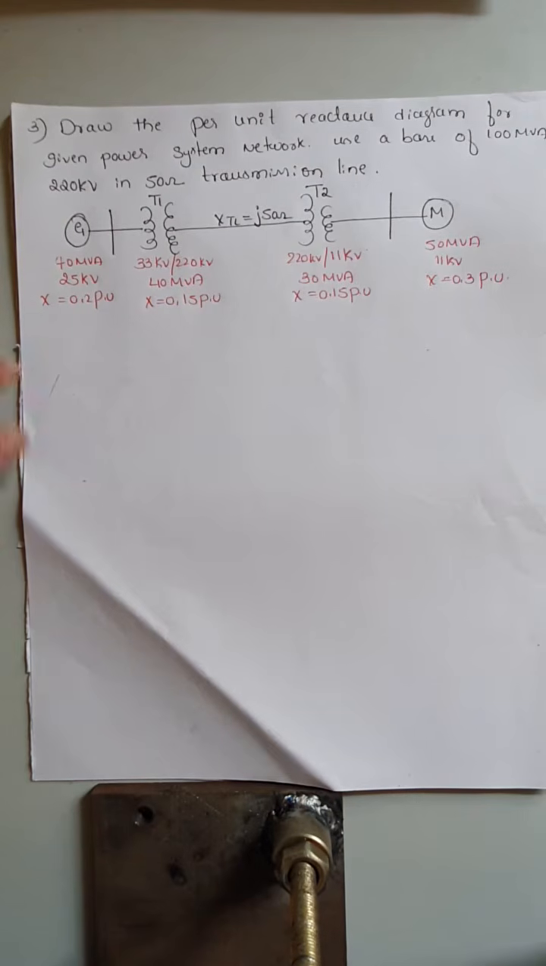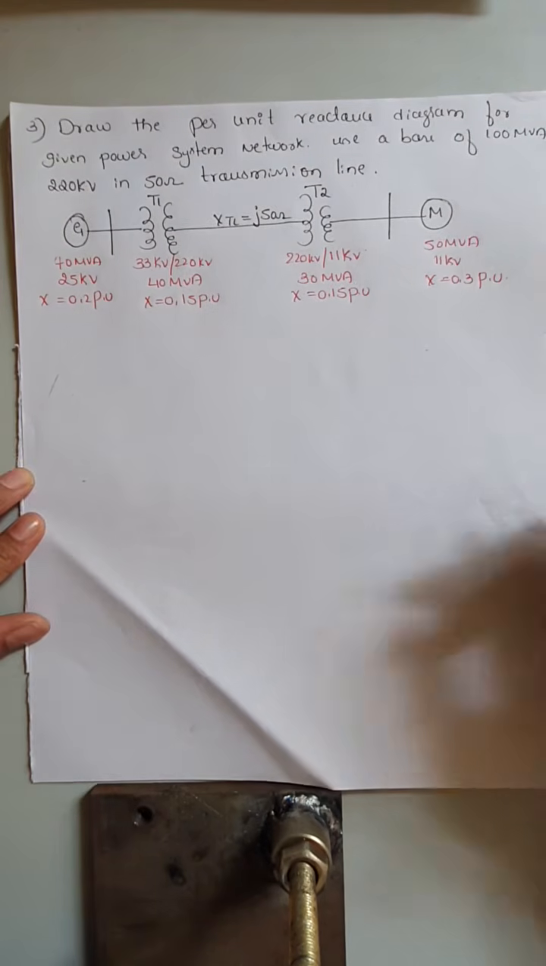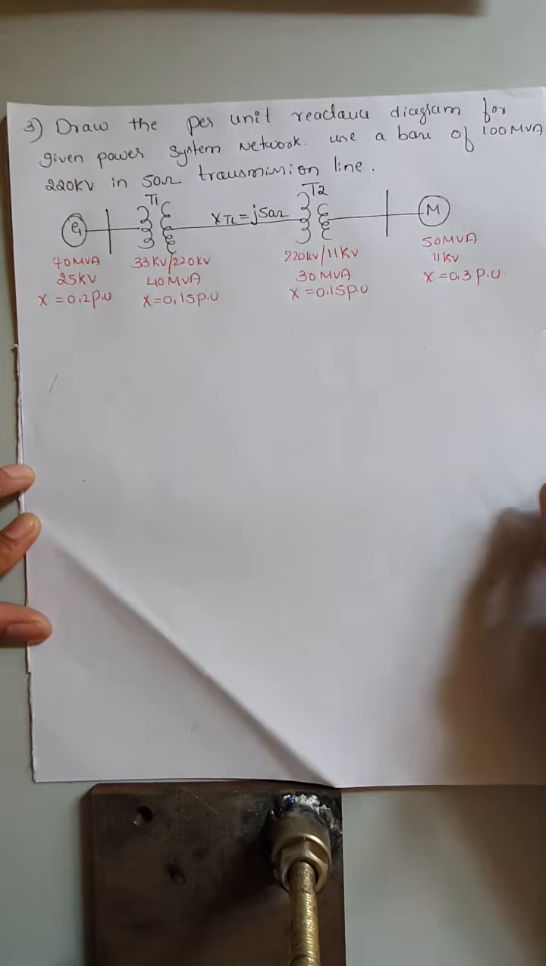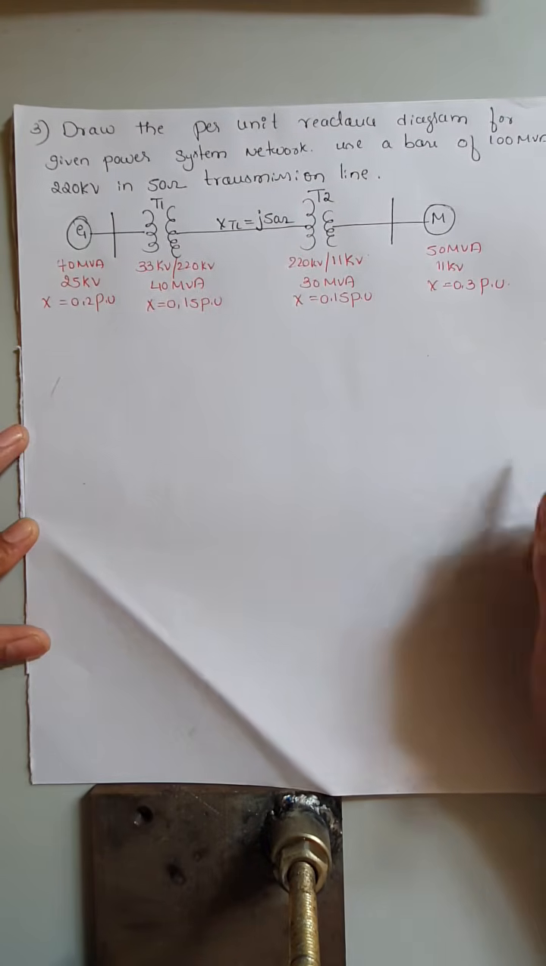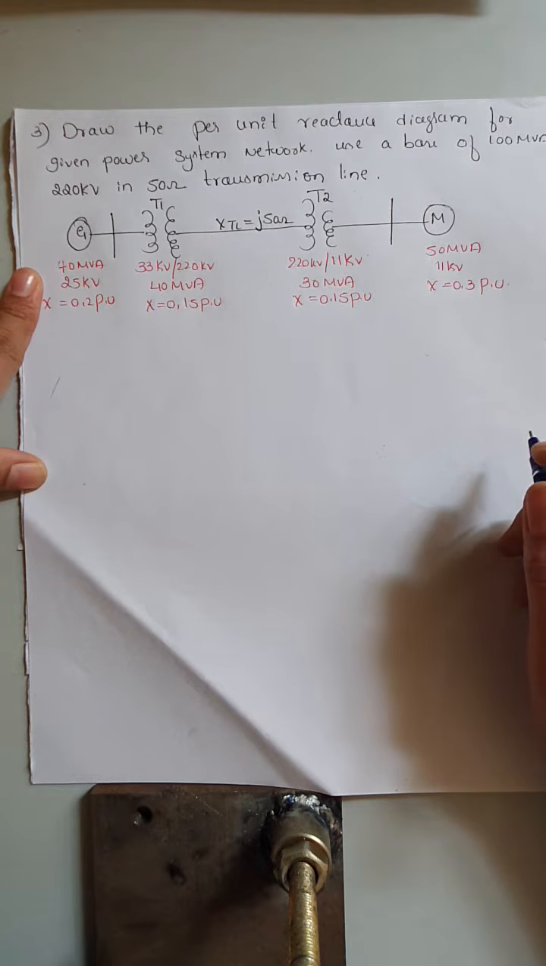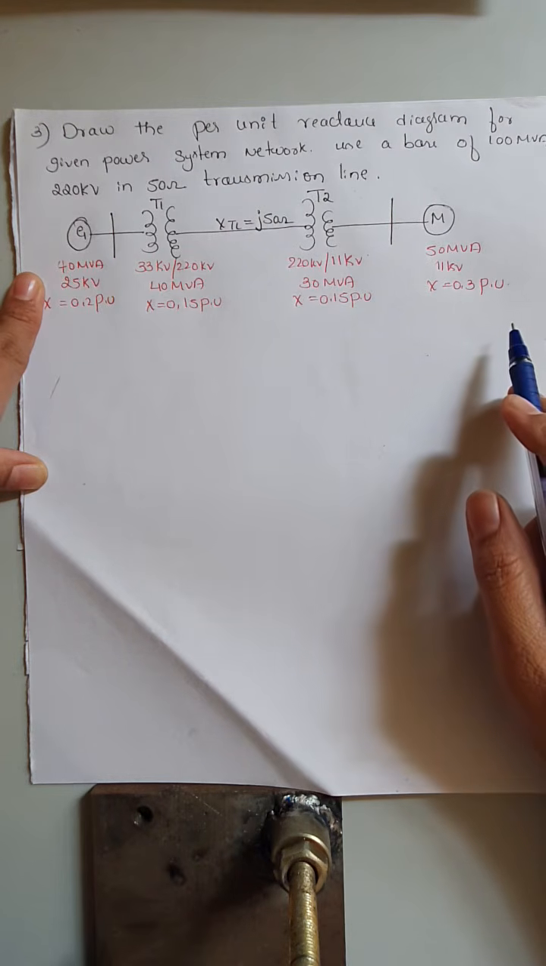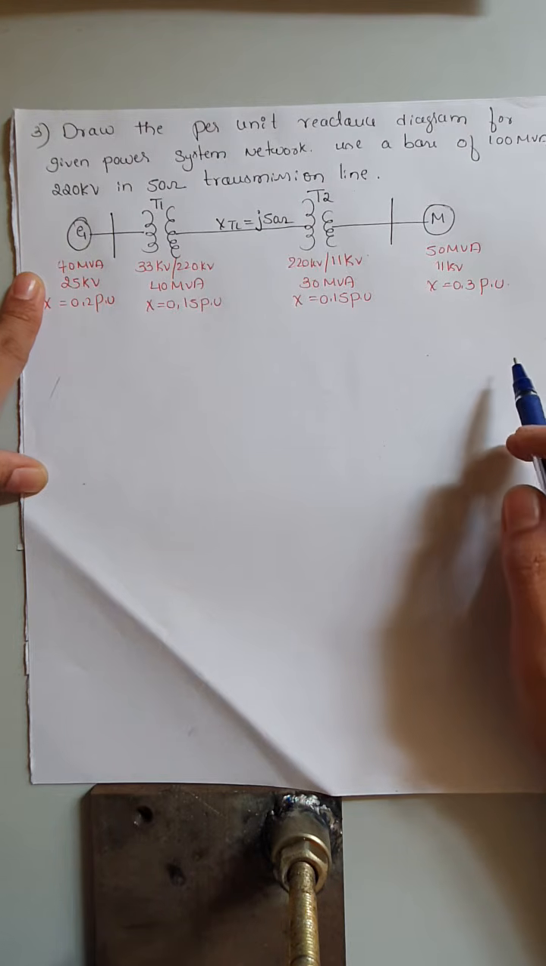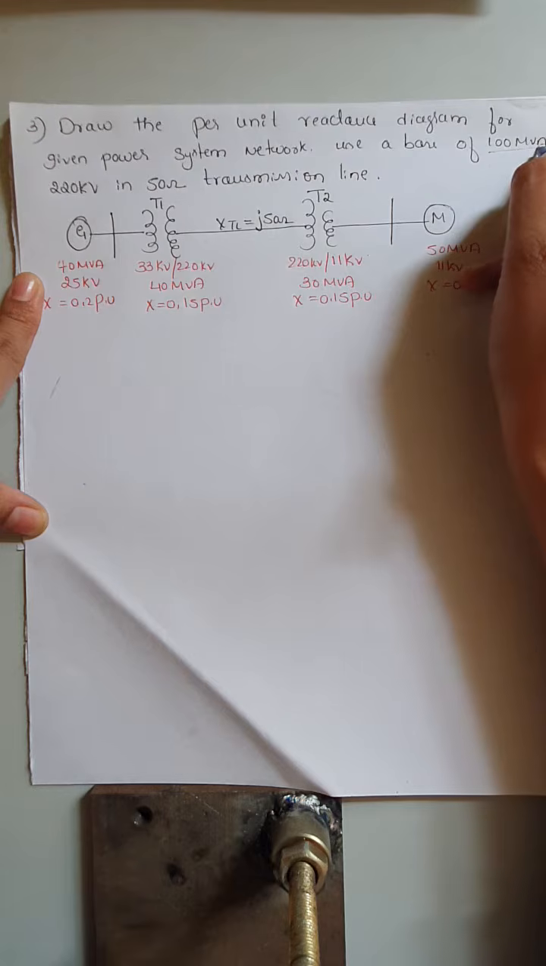Good morning everyone. In today's session we are solving a third problem on module 1. So the problem is: draw the per unit reactance diagram for a given power system network using a base of 100 MVA, 220 kilovolt in the 50 ohm transmission line. So please do underline the sentence.